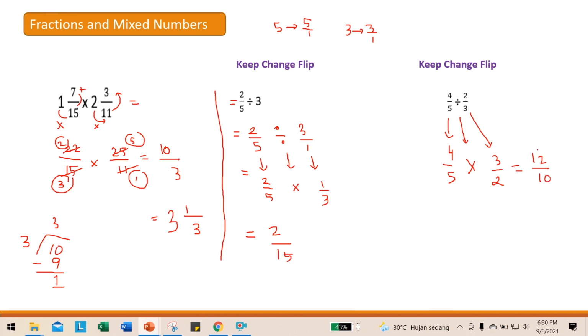This is an improper fraction. So you must convert it into a mixed number. So 12 divided by 10. 1. 10 times 1 is 10. So 12 minus 10 equals 2. So the answer is 1 and 2 out of 10. Don't forget, reduce if possible. So the final answer is 1 and 1 out of 5.